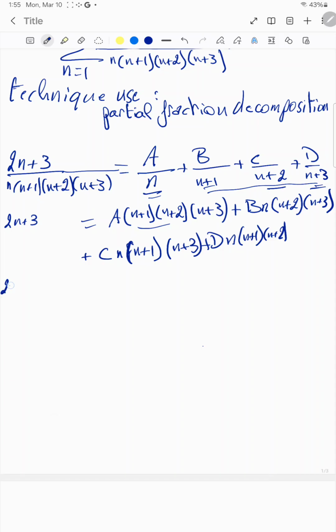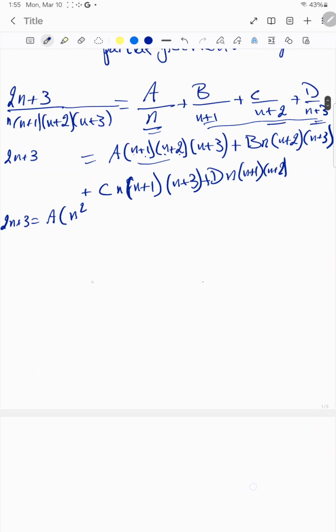I would have 2n + 3 equal a times, I will multiply those two parentheses, (n + 1) times (n + 2), it becomes n squared. n times 2 is 2n, 1 times n is n, so plus 3n, and 1 times 2 is 2. And that multiplied by (n + 3). And then I would have bn, and I have a plus here.